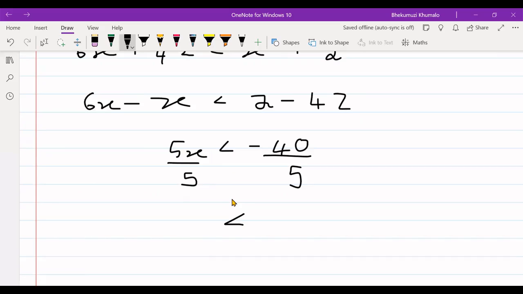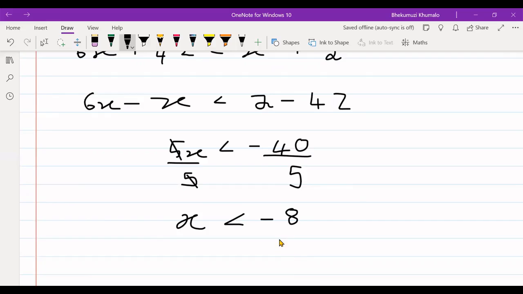The inequality only changes when we divide or multiply with a negative number. But in this case, it is a positive number. So it's just x, and this cancels each other out. And this would be 8. Yes, negative 8, right? So that would be negative 8.